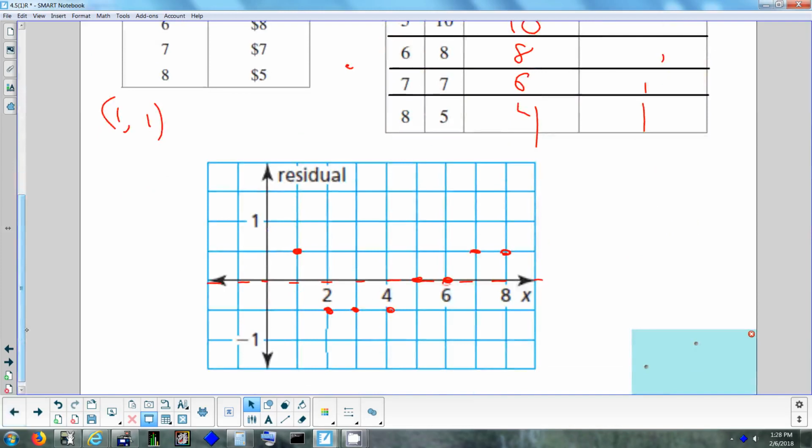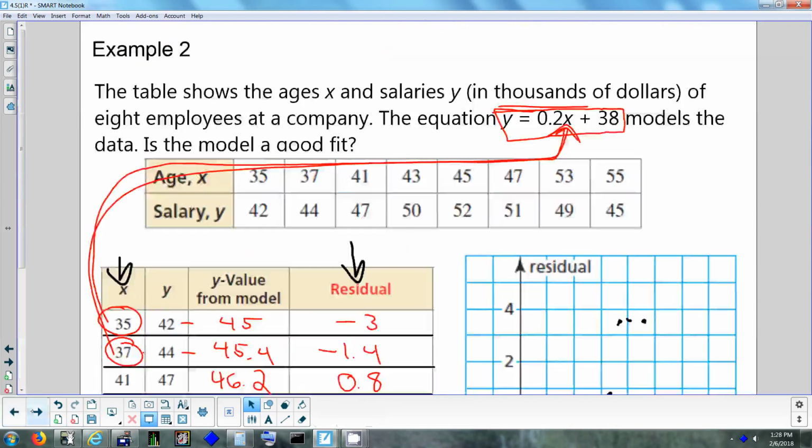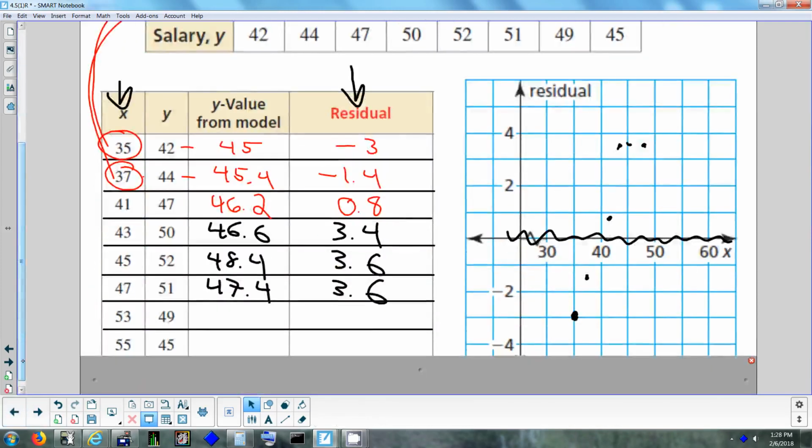This one was much better. They were all 1 unit away. These are like 3 units away, almost 4 units, 0.8, -3. This line is not as good because the residuals are bigger. What do we call it? It's just not as good of a fit, that's what you'd say.